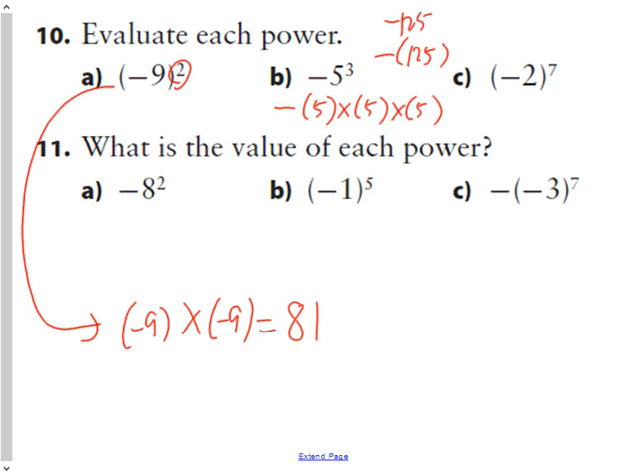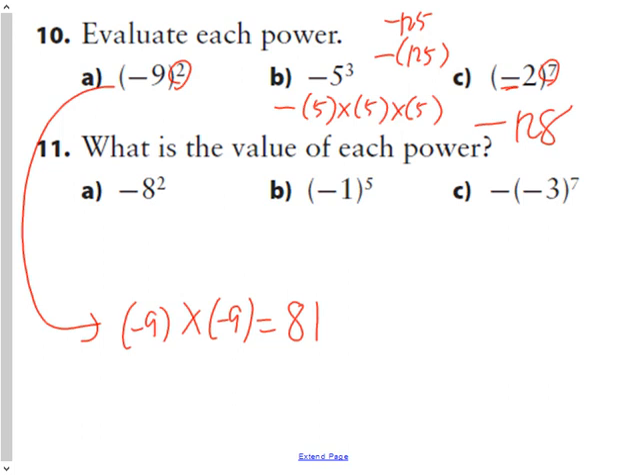And finally, your last one, negative 2 to the power of 7. Well, if we have an odd exponent to a negative base, we know that our answer is going to be negative because we talked about that already in this question. 2, 4, 8, 16, 32, 64, 128. Your answer in standard form would be negative 128.